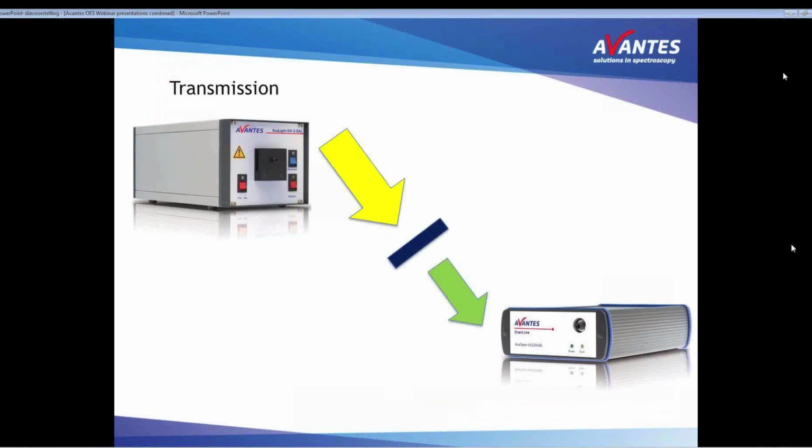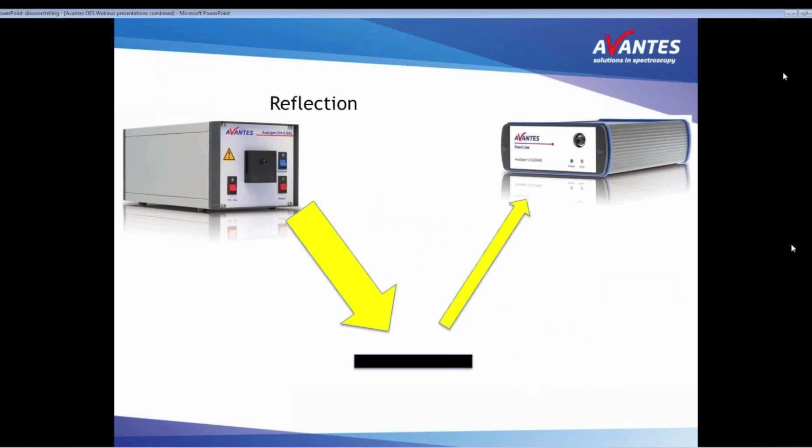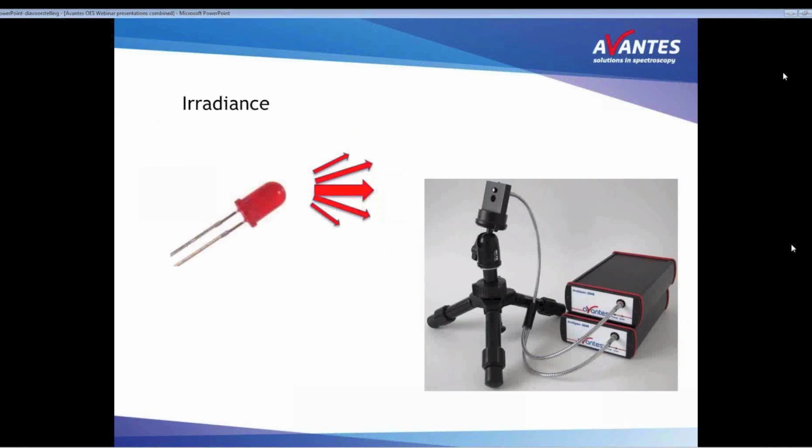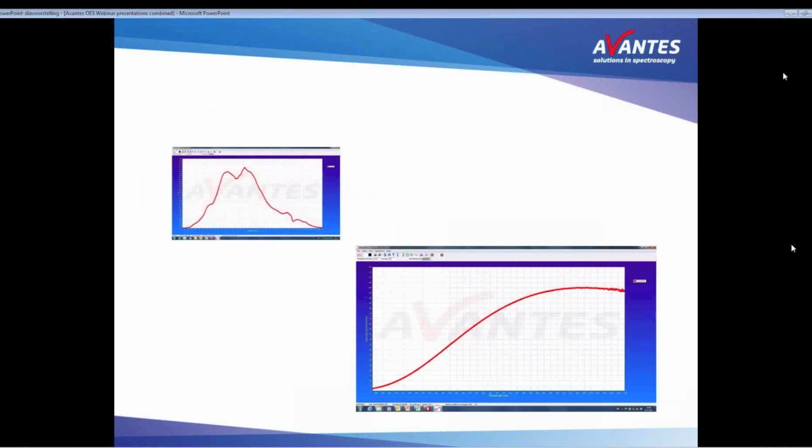Spectrometers can be used in various setups, enabling multiple applications. Some of these setups are, like this one, the transmission setup, where light hits a sample and the spectrometer measures the light transmitted through the sample. Or reflection mode, where the light impinges upon a sample and only the reflected part is measured by the spectrometer. Or absorption mode, similar to transmission mode, but now the information obtained is what was absorbed by the sample. The fourth mode is irradiance mode, where we measure light emitted from an object.